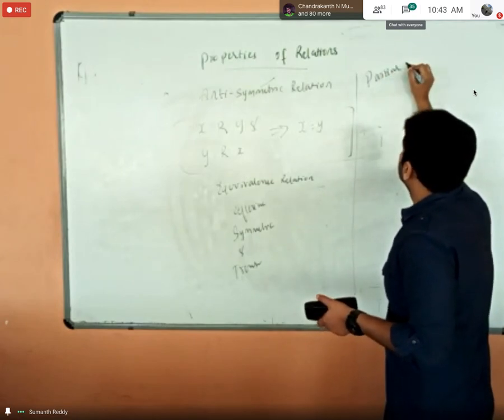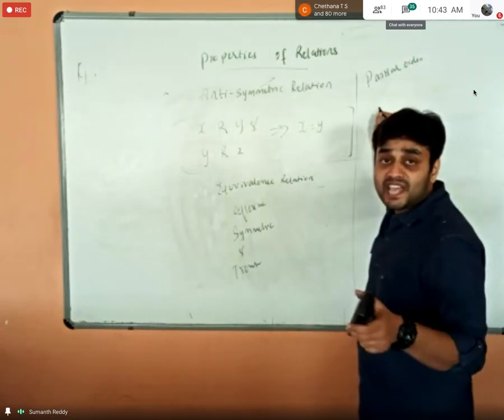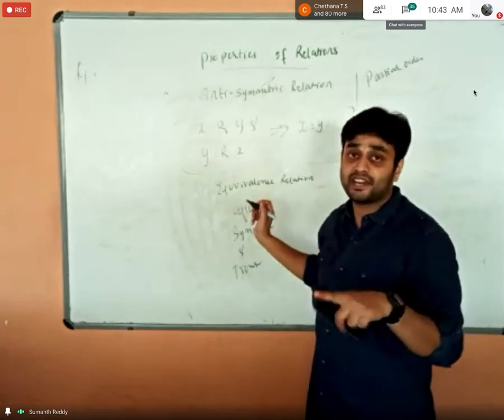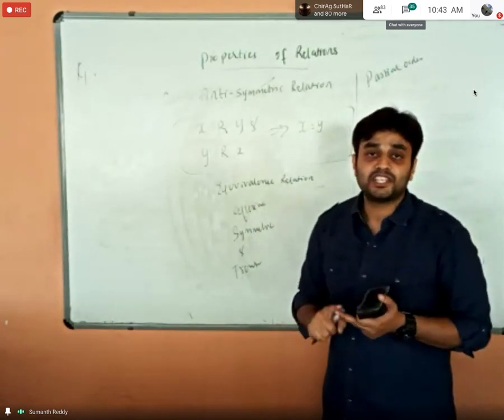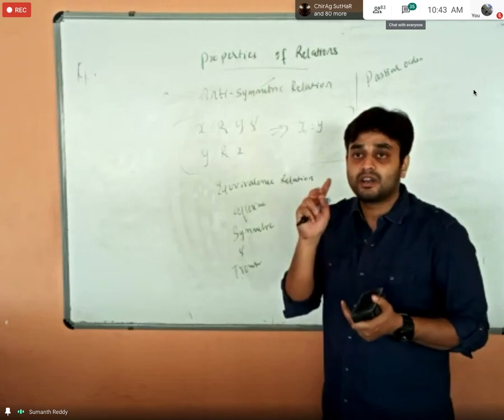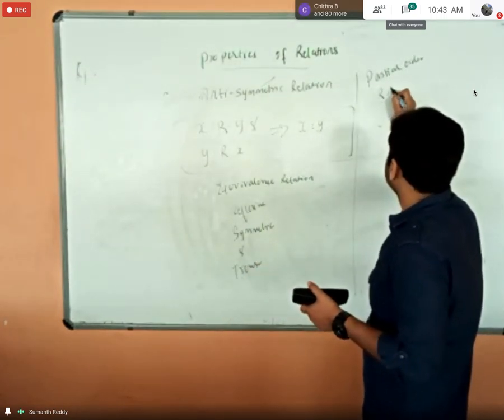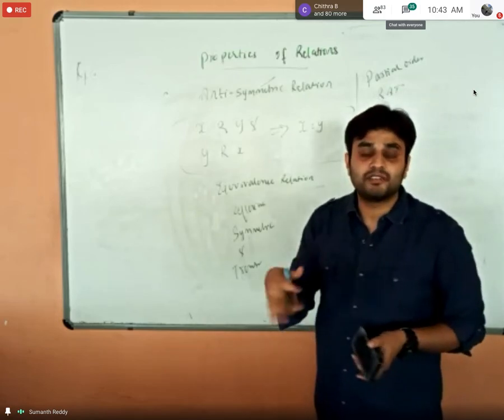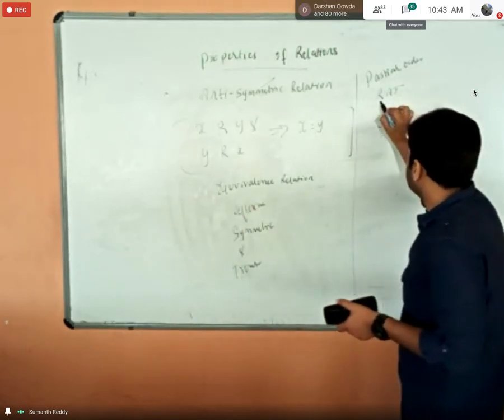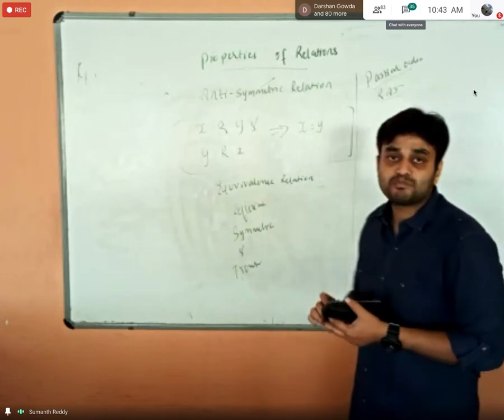You have one last thing, that is partial order. Any relation which satisfies reflexive, antisymmetric, and transitive. I'll repeat: any relation which satisfies the properties of reflexive, antisymmetric, and transitive. You can remember it as RAT: reflexive, antisymmetric, and transitive. If it satisfies these properties, then such a relation is called a partial order.